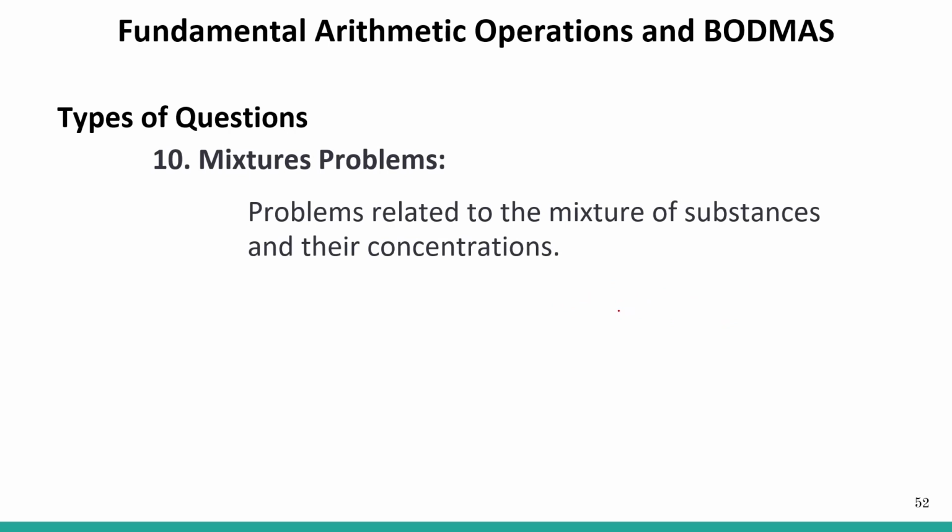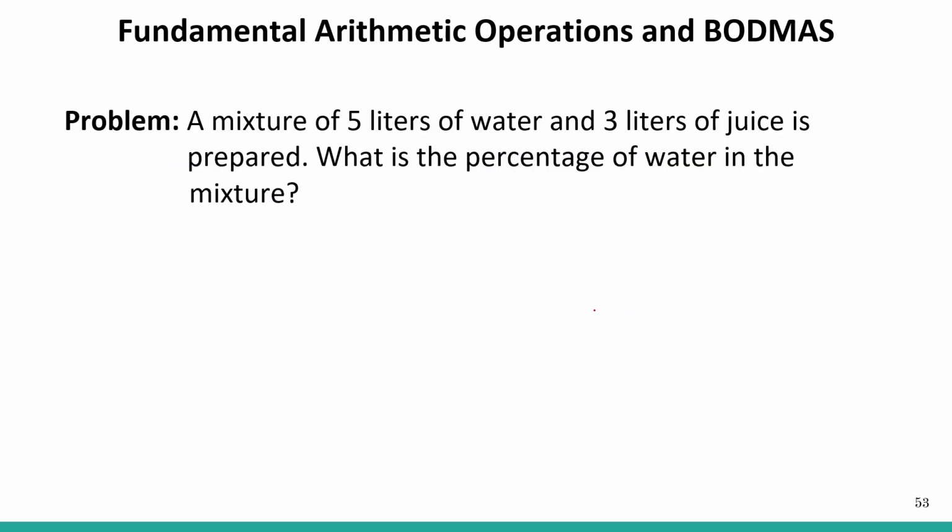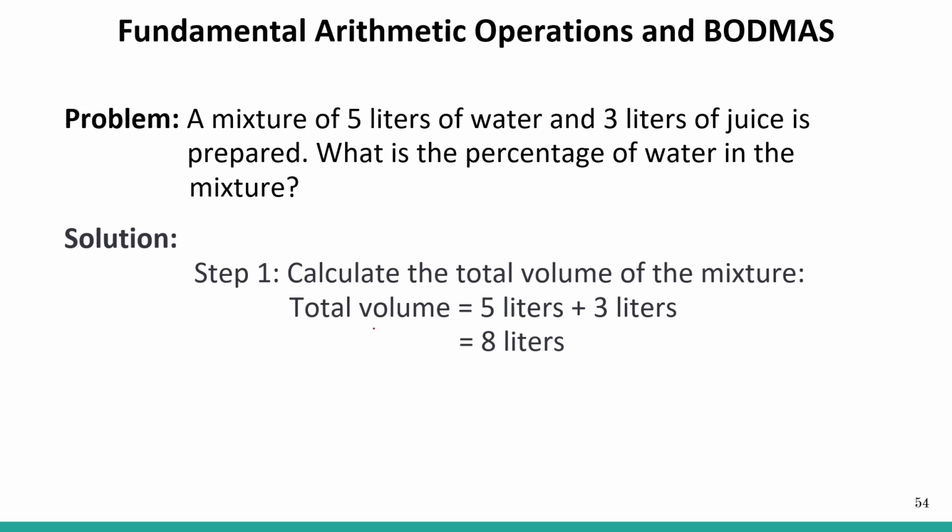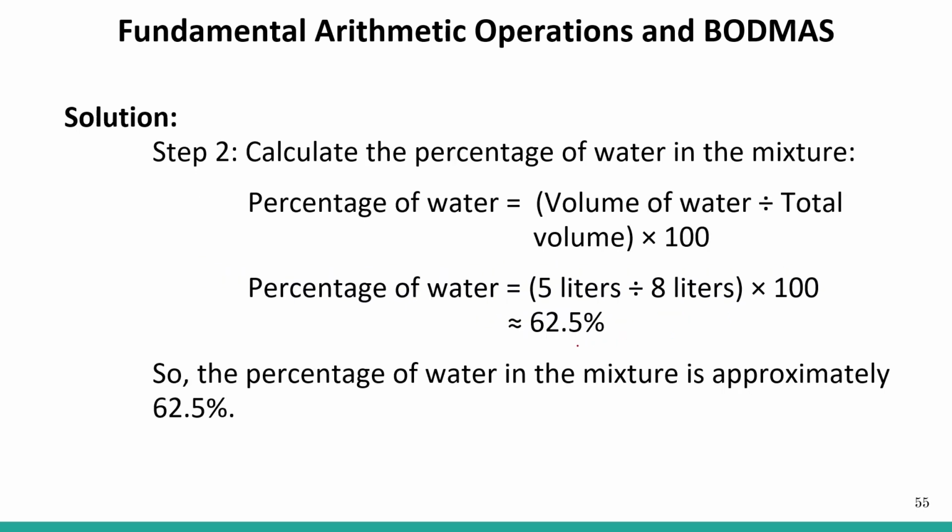Okay, so there are mixture problems also. So a mixture of 5 liters of water and 3 liters of juice is prepared. So what is the percentage of water in the mixture? So calculating the total volume of the mixture, we get 8 liters. Okay, then what we do is percentage of water, so volume of water by total volume into 100. Okay, so it will be 62.5%. So the percentage of water in the mixture is approximately 62.5%.